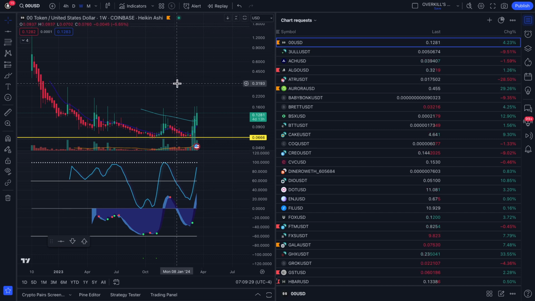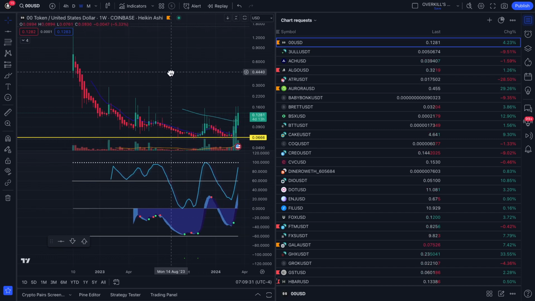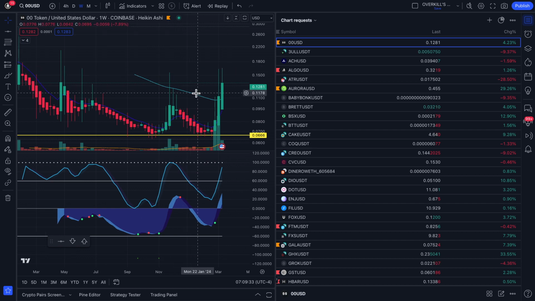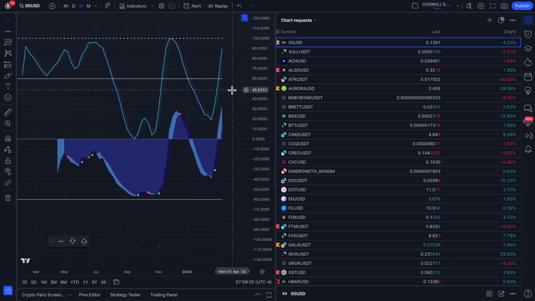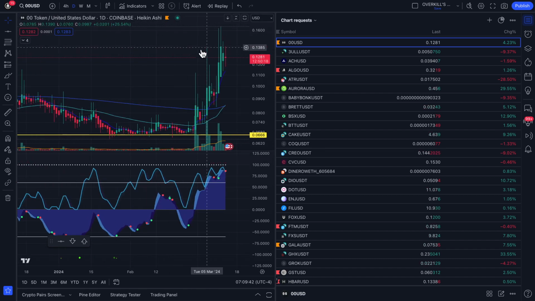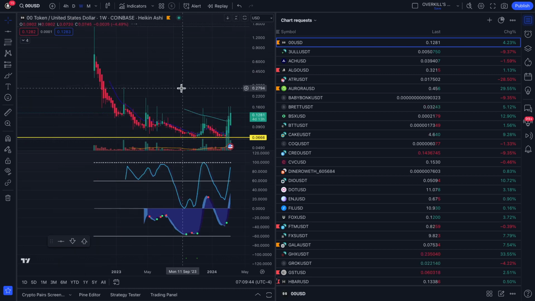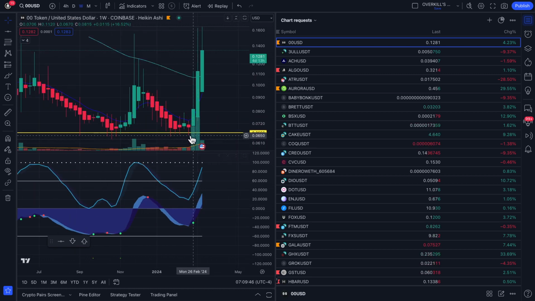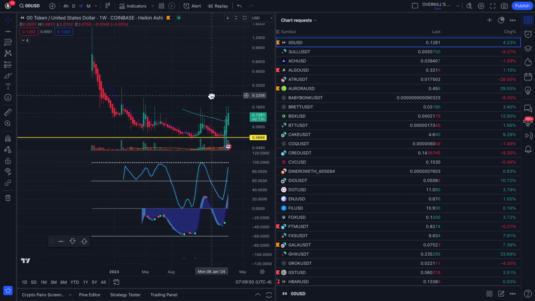So the first one of the day is going to be OOUSD. This is OO token, I guess it's called, 00 Token. So what I'm looking at on this is that we're getting very close to that white dotted line. So I'd start to think about potentially taking profits here. If you were entering off the green dot, you were in down here at 6 cents. Thing went all the way up to 16. That's over 150% move.